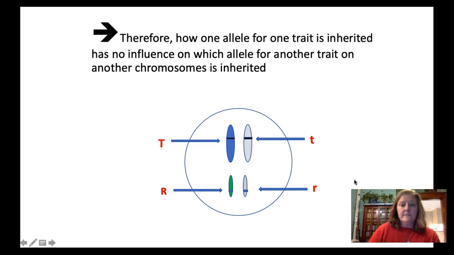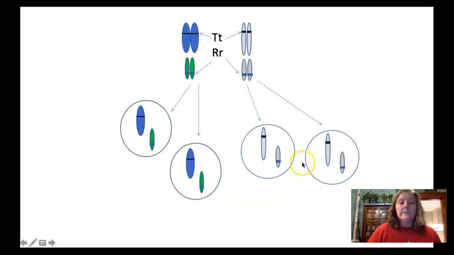So if they're inherited this way, whether they inherit a big T or a little t has no bearing or influence on whether they're going to get a big R or a little r. And I have them doubled up here so you can see how they're lined up. So big T is on the left, little t on the right, big R on the left, little r on the right.